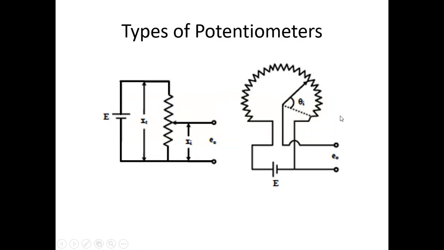Now in this particular case, we are talking about the same principle, but it is working in an angular way. The resistance orientation is in an angular fashion, and again we are using a bias voltage in order to get the output. So here the input will be theta, the angular displacement, and that is going to change into the output voltage here.